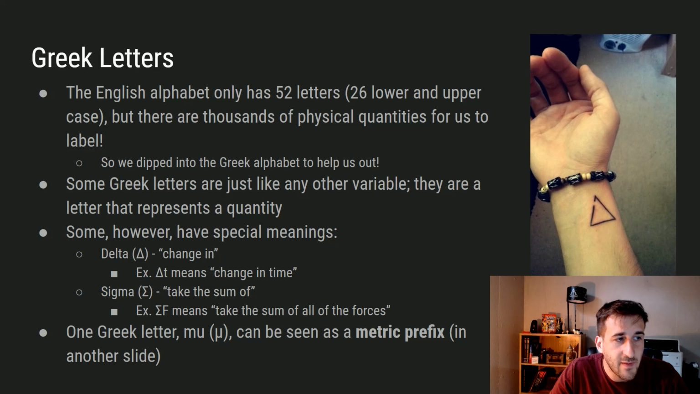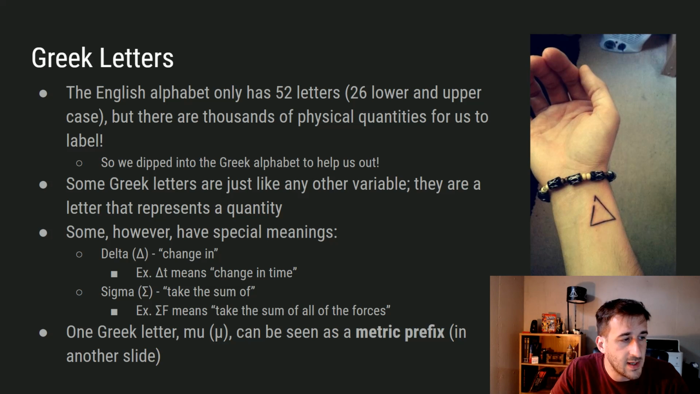The English alphabet only has 52 letters if you include upper and lowercase, and there are thousands of physical quantities for us to label. By the way, I didn't mention this yet, but we use upper and lowercase separately, so it is important that when you're doing physics problems, you use the correct case when you're writing it down. Make sure a capital M stays a capital M, and a lowercase m stays a lowercase m. But we ran out of letters, so we dipped into the Greek alphabet to help us.